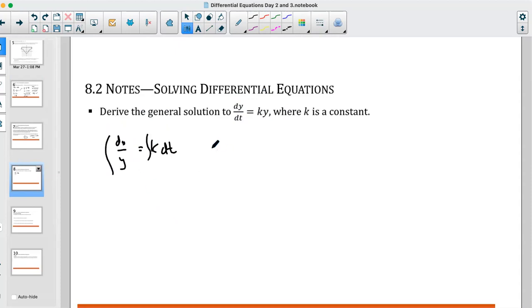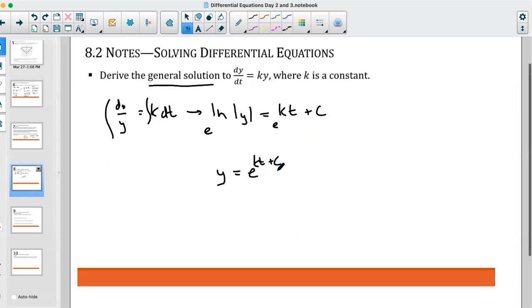Now I integrate for step two, and I get the natural log of y is equal to the integral of k, which is a constant. The integral of a constant is the constant times the variable, which in this case is t, plus c. And now I exponentiate. Remember, it says to find the general solution, so I'm not going to solve for c here. If this thing equals this thing, then e to that thing equals e to that thing, which means y equals e to the kt plus c.